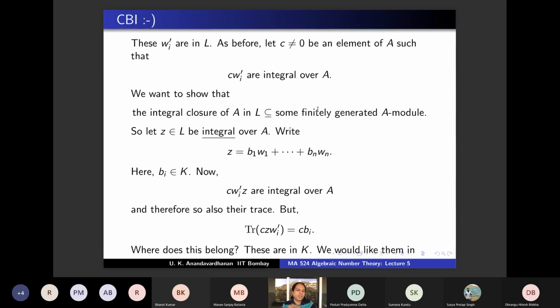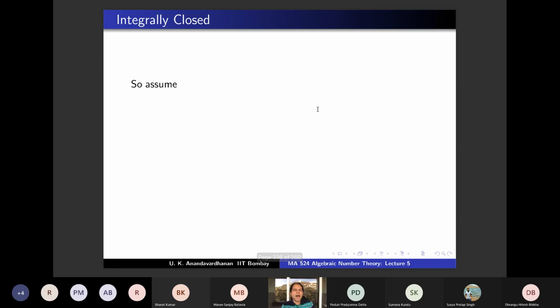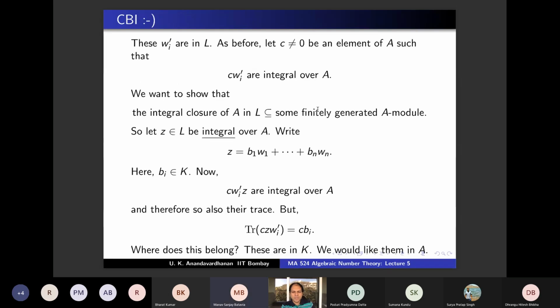So this is another thing that you should remember. These are in K, but we would like them to be in A. Suppose I make this statement. We want something more, then what will you fill it up with? Yes, these are known to be in K, but we would like them to be in A, but that's not there. We don't have it, unless we put one more condition. And why would we like them to be in A? Is that clear here? No, that's not clear.